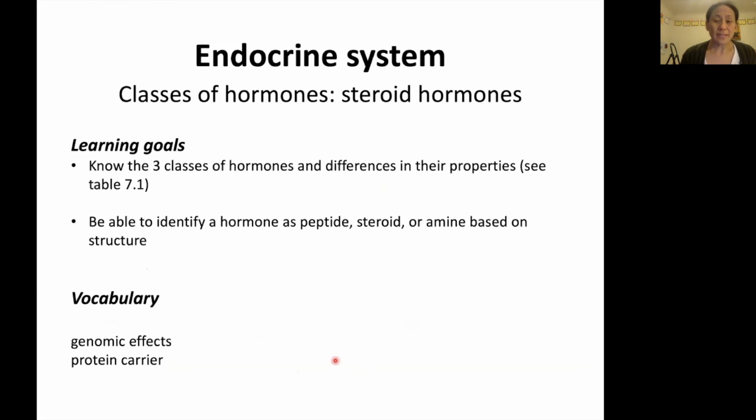So that's basically it for steroid hormones. These are your learning goals for this part of the lecture, and here is your vocabulary.